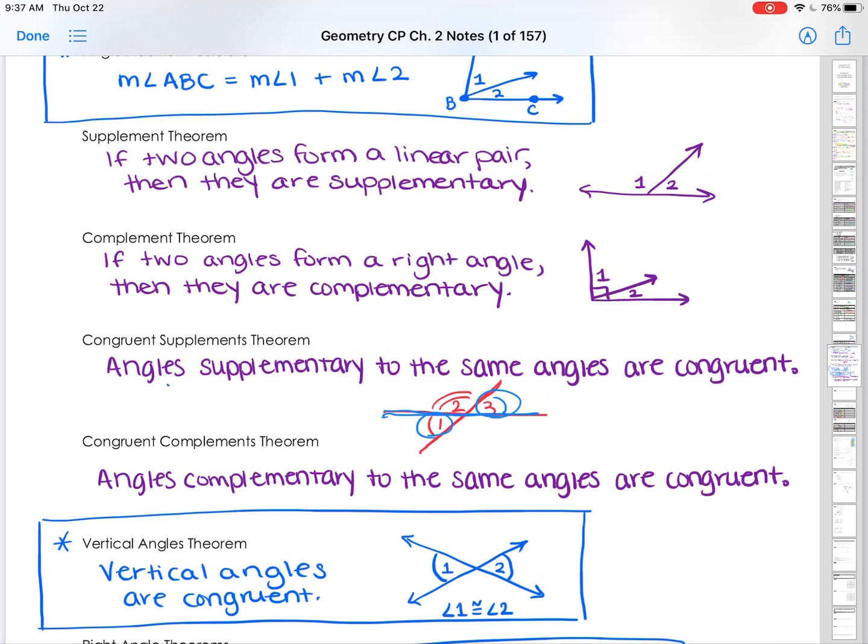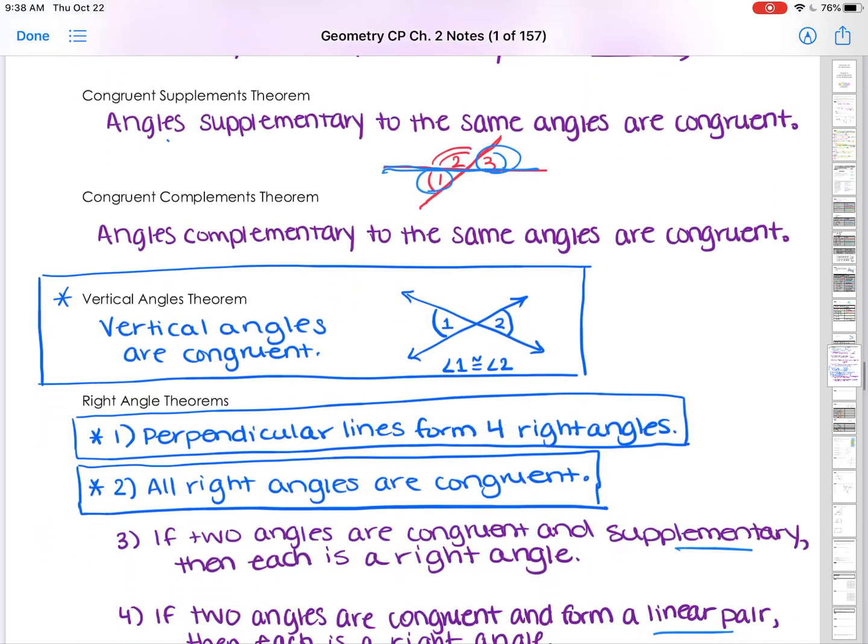In an example of this picture, angle 1 and 2 form a linear pair. Angle 2 and 3 form a linear pair, so that means they're supplementary. Since they both form it with angle 2, then I can say 1 and 3 are congruent to each other, and the same rule applies for complementary. So if two angles are complementary to the same angle, then they are going to be congruent to each other.